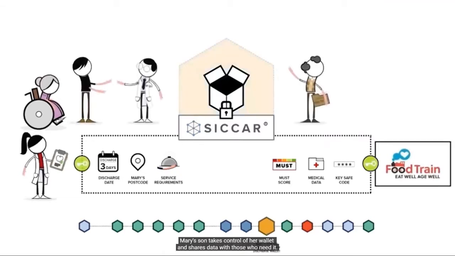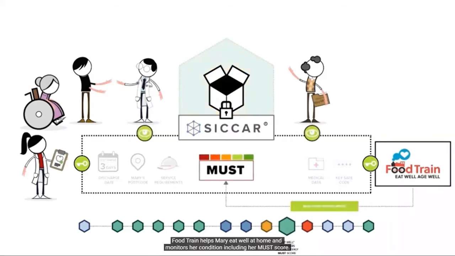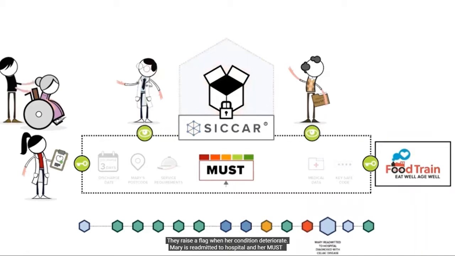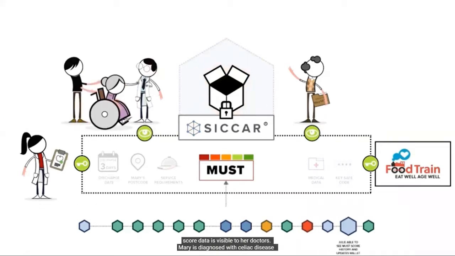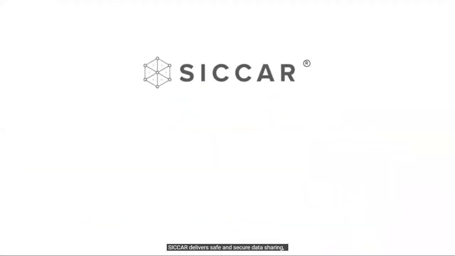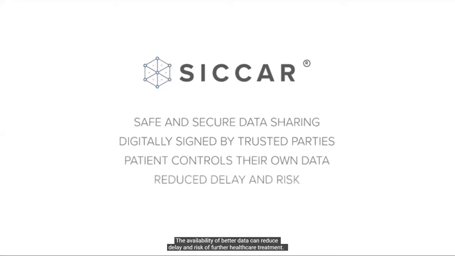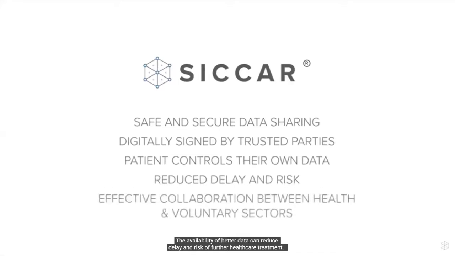Mary's son takes control of her wallet and shares data with those who need it. FoodTrain helps Mary eat well at home and monitors her condition, including her MUST score. They raise a flag when her condition deteriorates. Mary is readmitted to hospital and her MUST score data is visible to her doctors. Mary is diagnosed with celiac disease and, when discharged, this is added to her wallet so that FoodTrain is made aware. Sicker delivers safe and secure data sharing, digitally signed by trusted parties, and the patient stays in control of their own data. The availability of better data can reduce delay and risk of further healthcare treatment, and Sicker enables effective collaboration between the health and voluntary sectors.